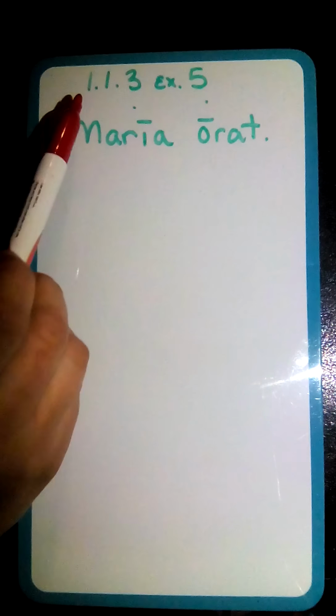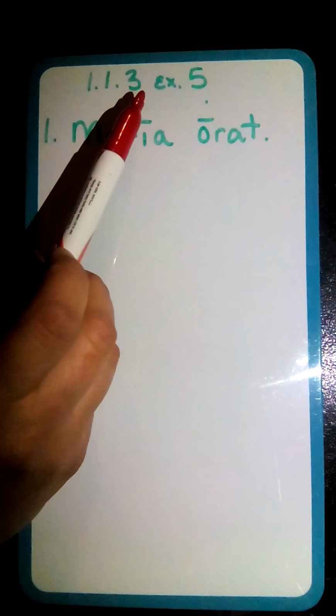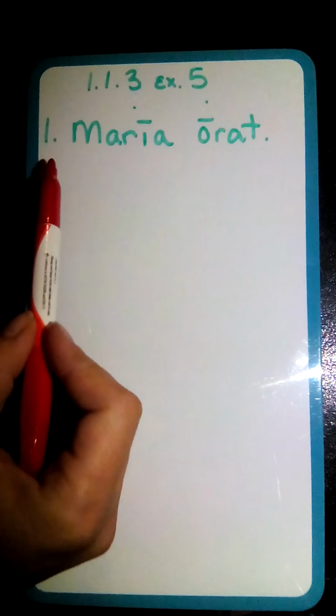I'm going to be going over Unit 1, Lesson 1, Section 3, Exercise 5 for Henle. The instructions say to, number 1, say it in English, and number 2, diagram sentences 1, 4, and 10. So for the purpose of this tutorial, I'm going to just do sentences 1, 4, and 10.